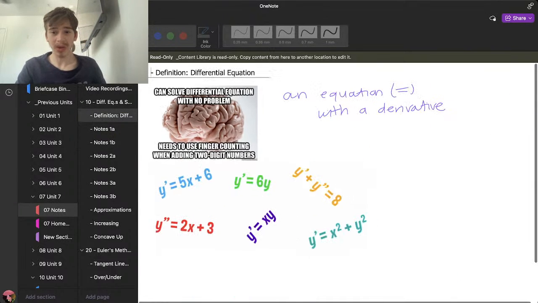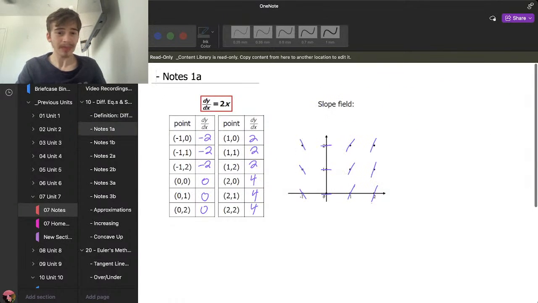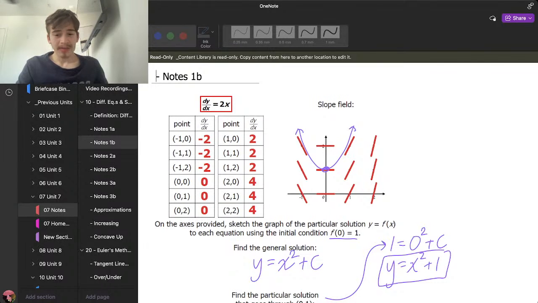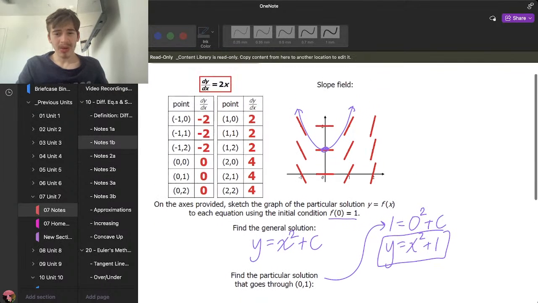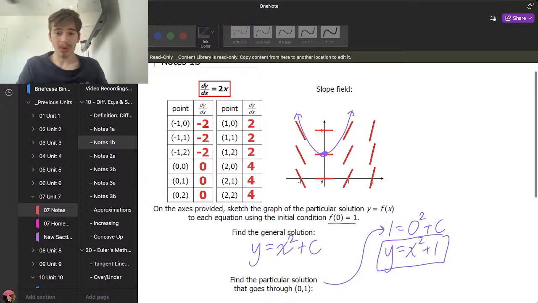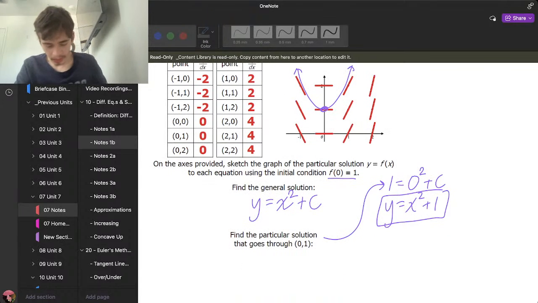Differential equations. An equation with a derivative. dy/dx equals 2x, slope field. Just draw a bunch of lines. A particular solution: put a point, start going along the lines. Try your best. I don't think they're too harsh on how you draw it.